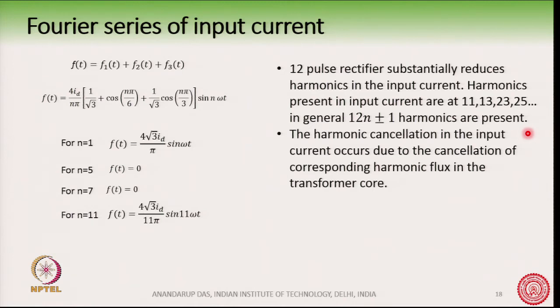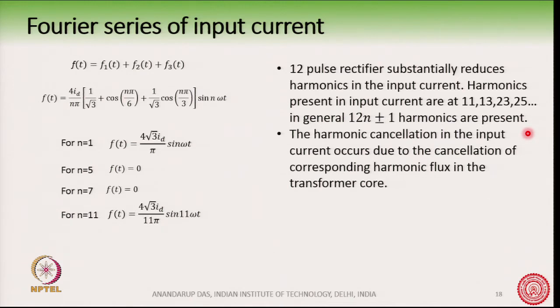This has a substantial effect on the input current distortion. As we had said earlier, the 5th and 7th harmonics have the maximum impact because they are close to the fundamental. Now, in this case the 5th and 7th harmonics are gone. Also the third order harmonics are gone, because if you put n equal to 3, that also comes out to be 0. Therefore n equal to 3, 5, 7, 9, all these harmonics are gone in the input current waveform and the first harmonic that comes is at n equal to 11.